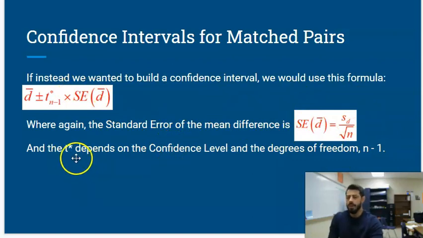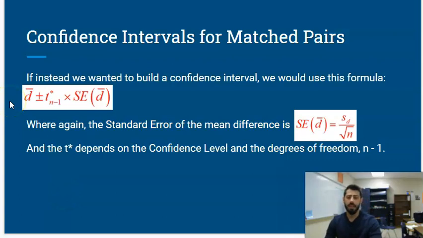And just like before, the critical t depends on the confidence level and the degrees of freedom, which is your sample size minus 1. And since this is paired data, your sample size for both sets of data will be the same, so your n should be the same number, right? It's the number of pairs, not the number of individuals.